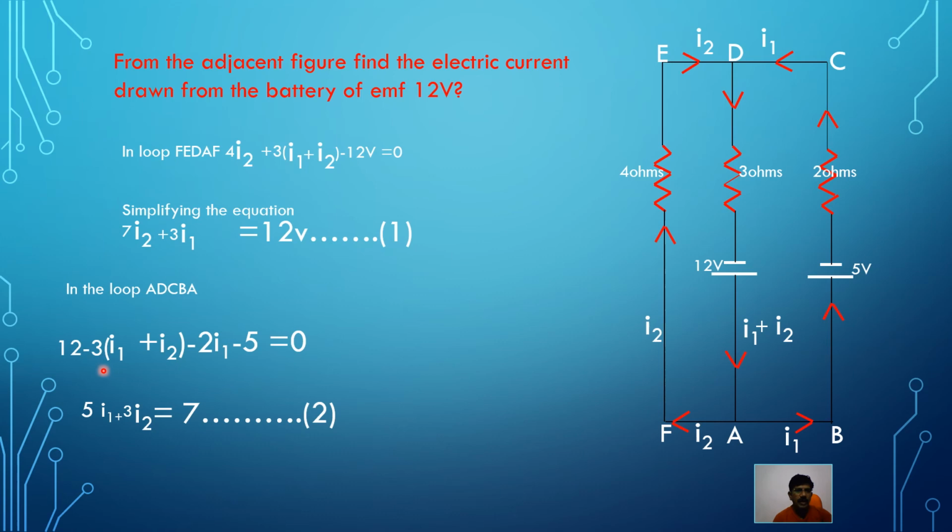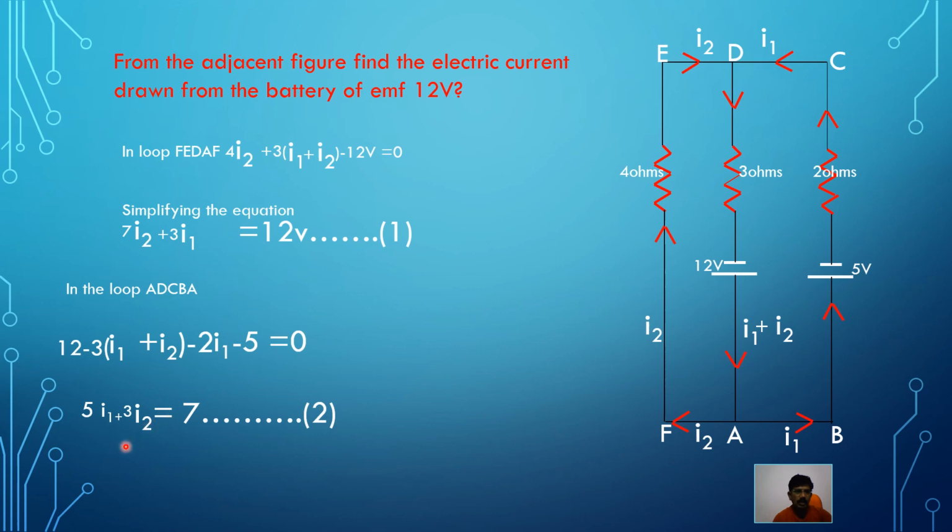Why is it minus 3 into (I1 plus I2)? Observe this one. At the battery, the current always flows from positive terminal to negative terminal, but you are moving in the clockwise direction. So both the directions are opposite. So it becomes minus 3 into (I1 plus I2). Next, this is the direction of the current, and you are moving along the clockwise direction. So both are opposite here also. 2 into I1, the current flowing is 2I1. Next, here this is the direction of the current from positive terminal to negative terminal, but you are moving in the clockwise direction. Both are opposite. So this is minus 5.